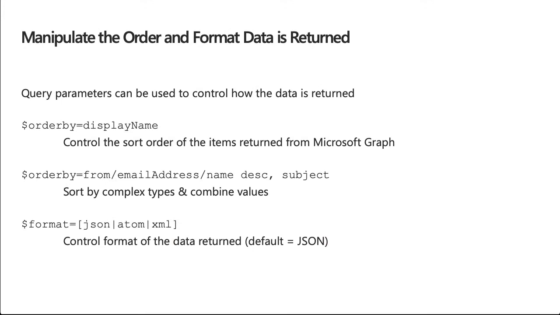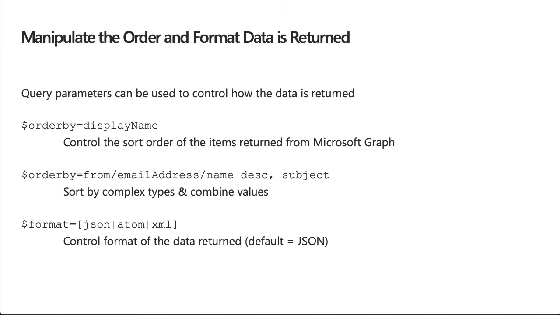Another powerful use of query parameters is to control how the data is returned in the response to a request. The $orderby parameter enables developers to let data from Microsoft Graph be pre-sorted. By default, data is returned in ascending order, but you can add the desc keyword after the property to sort in descending order, and it also supports sorting by multiple fields, separating each field with a comma.